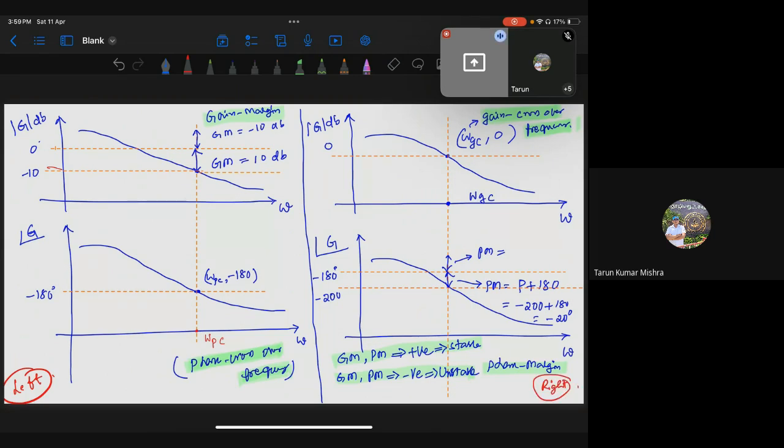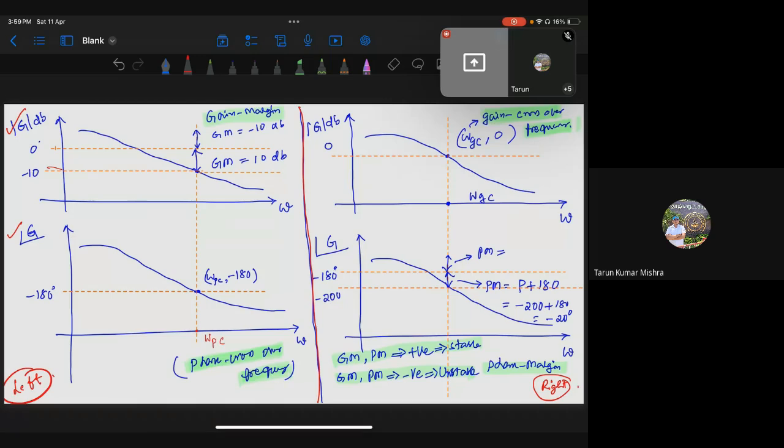Okay. So on the right side, you could see both the magnitude plot as well as the phase plot. I'm only considering the right side. First, we'll talk about the gain margin.